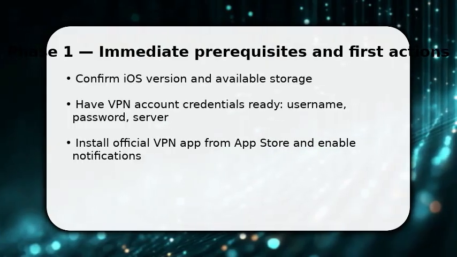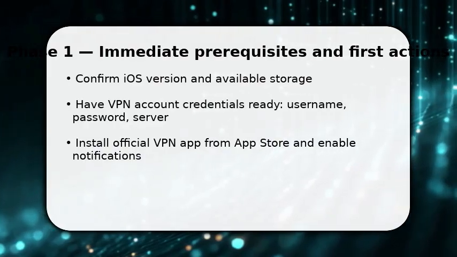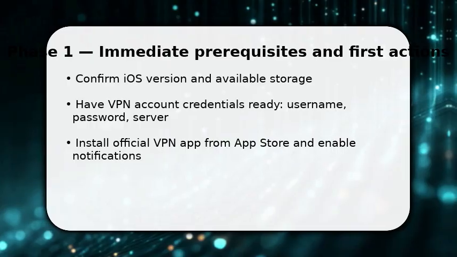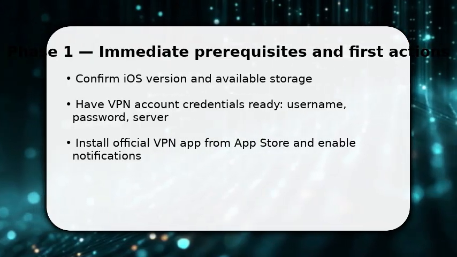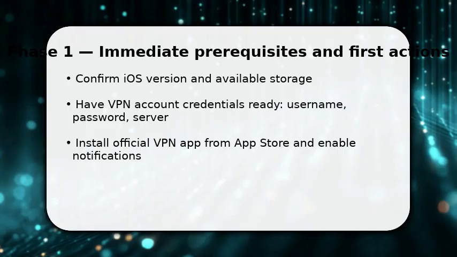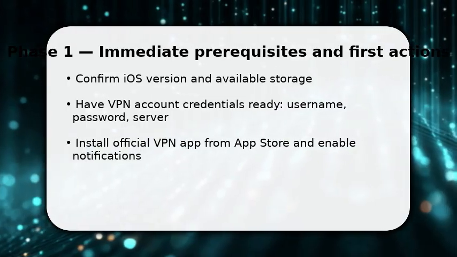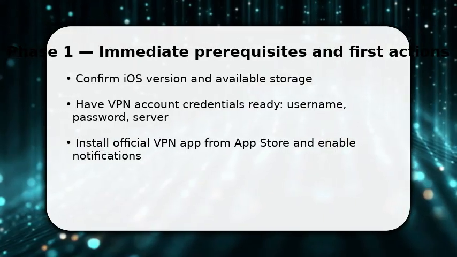You'll begin with essentials. Ensure your iPhone runs a supported iOS and you have enough storage. Once done, sign in to the VPN app using your account credentials. Make sure two-factor authentication is ready if required. Next, grant the app permission to add VPN configurations when prompted so iOS can manage connections.